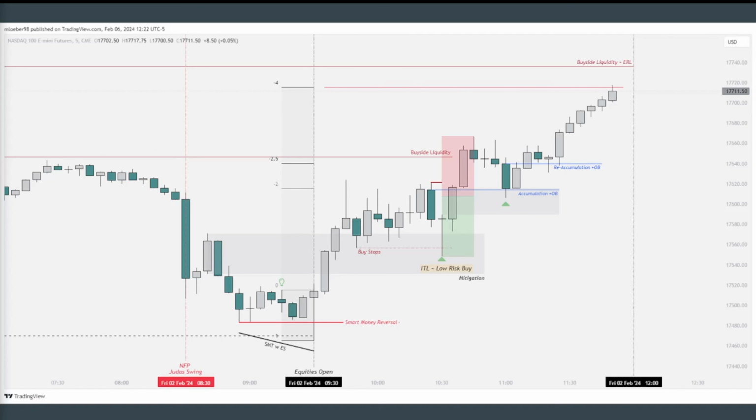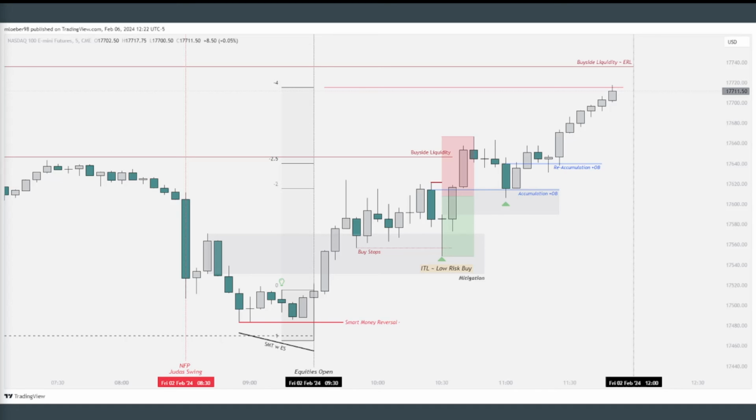And in my opinion, I think this was definitely one of the cleanest trade breakdowns or trades that I've taken in a while. The market maker buy model lined up perfectly from our daily key level to our hourly key level to a M5, MMBM. It lined up perfectly with our economic calendar, NFP delivering our Judas swing, equities open was our reversal, and then price continued to our original external range draw on liquidity.